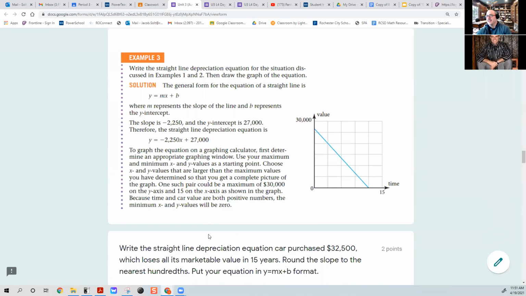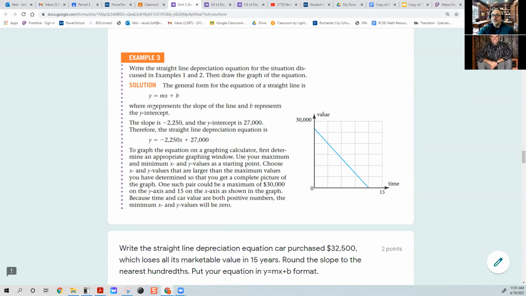All right. Example 3. Write the straight line depreciation equation for the situation discussed in the 2 examples above, and then draw the graph of this equation. So the general form of the equation. This is the stuff you guys love. I know you love it because we keep talking about this from 9th grade on. We never shut up about y equals m times x plus b, right? You've heard it a billion times.